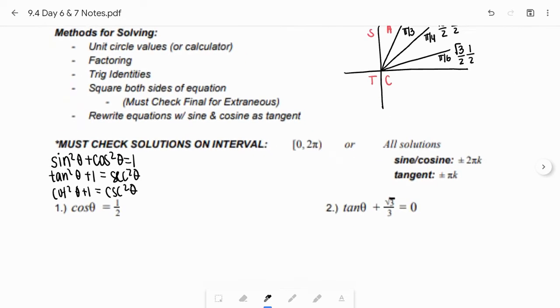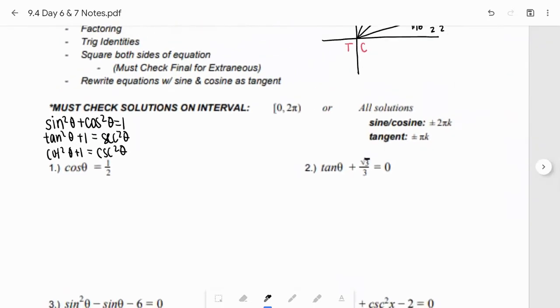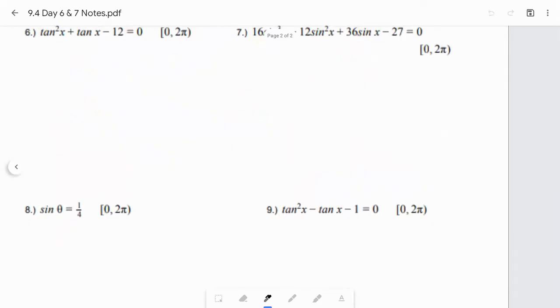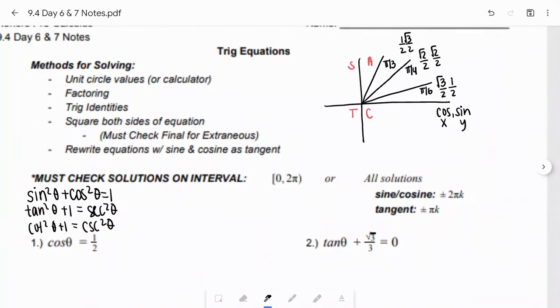Okay, so let's go ahead and get started. So this first one says cosine of theta is equal to 1/2. So I know that on my unit circle, all my coordinates are written as cosine and then sine. So cosine is x, sine is y. So if I want cosine to equal 1/2, I am looking for the x value of 1/2. So that happens at pi over 3.